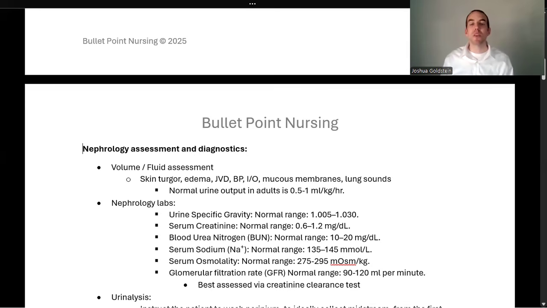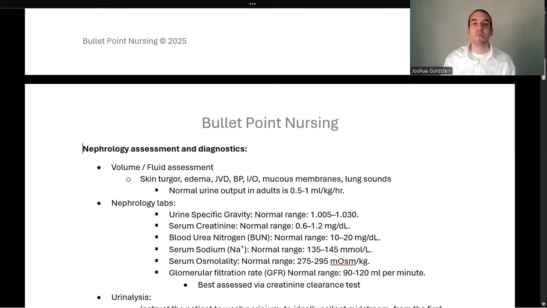Same thing here, a serum sodium can be used to assess for dehydration because the most common reason why a patient would have hypernatremia is dehydration, and that's why I'm talking about it in nephrology. Serum osmolality, this is the blood version of the urine-specific gravity. It checks to see, again, how concentrated the blood is. And over here, if we have a high serum osmolality, again, that could be a sign of dehydration.